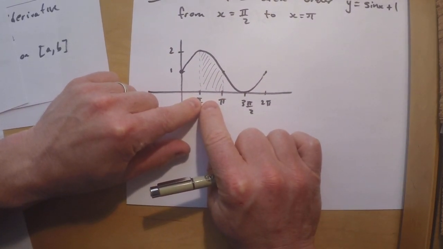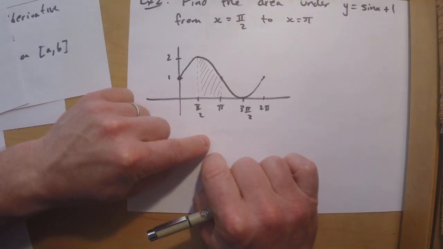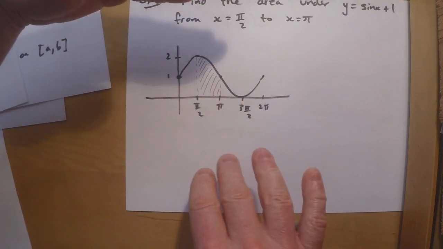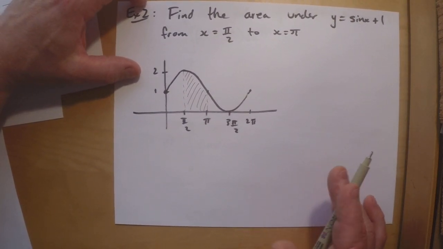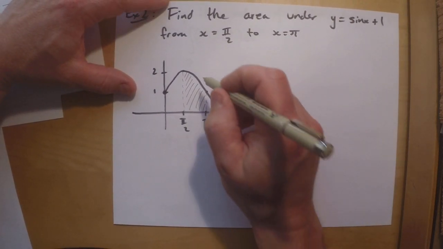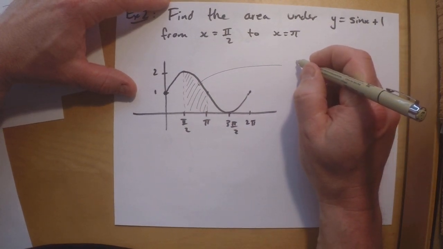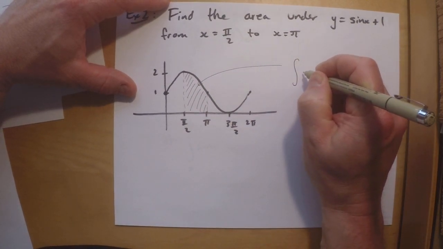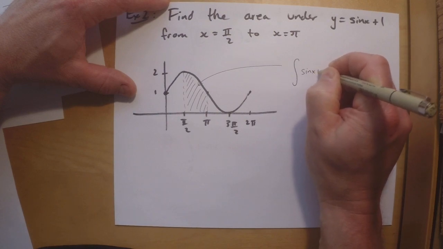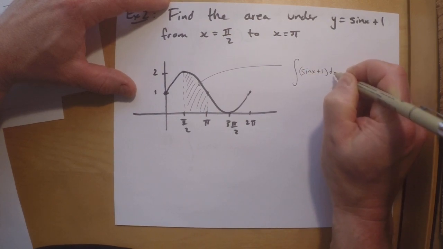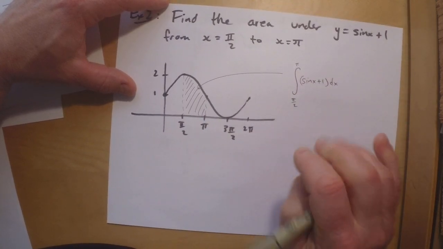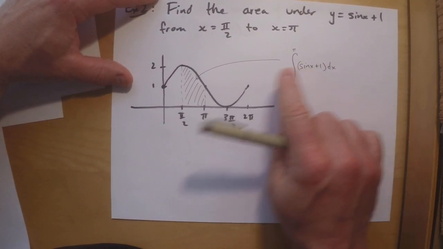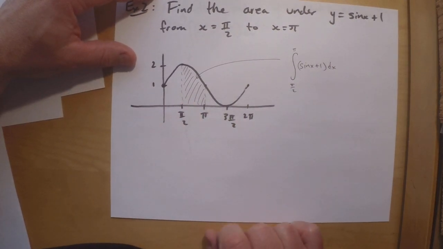Now, we're not going to get into great detail what happens if it's below the x-axis or what happens if it's a split between the two. You can get into more detail with that as the course goes on, and you definitely will, but not here. So how do I find that area? Well, notation-wise, it's the integral of sine x plus 1 dx from lower limit pi over 2 to upper limit pi. That setup represents this area.